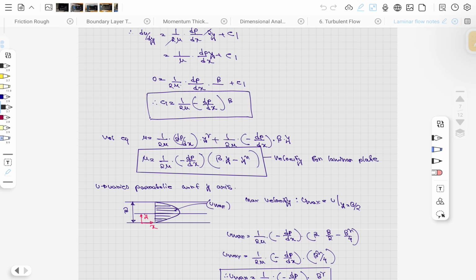Okay, then there is a discharge. So the discharge value is Q equal to 1 by 12 mu into minus dp by dx into b cube into w. W is the perpendicular width. Now average velocity, v average, you can see everything. So v by u max, that is 2 by 3.